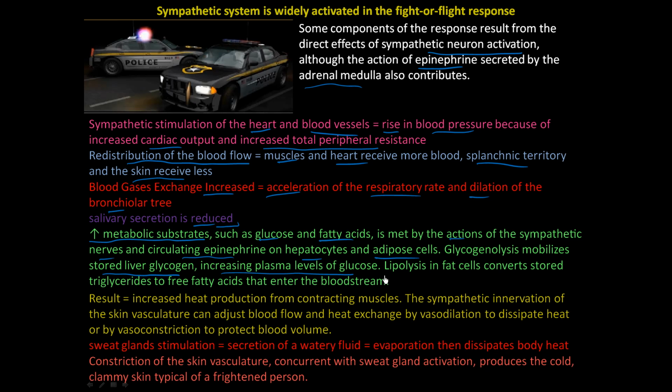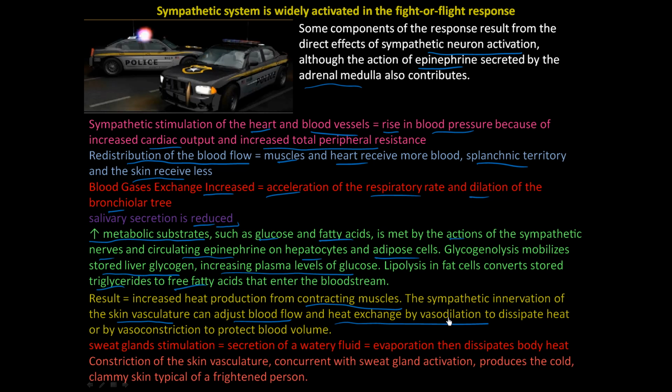Adipose tissues are going to undergo lipolysis, which converts stored triglycerides into free fatty acids that can be used for energy. The result is increased heat production from contracting muscles. Your body temperature is going to rise because all that cellular respiration is exothermic. The sympathetic innervation of the skin can adjust blood flow from the skin, and that can cause heat exchange by vasodilation.